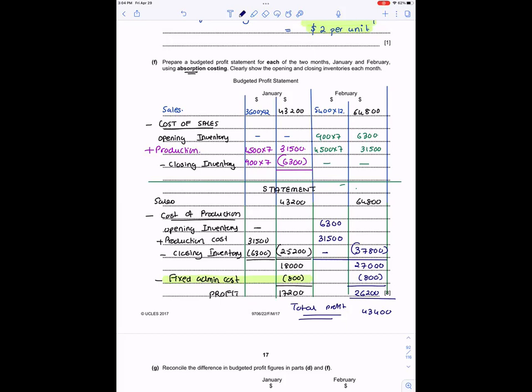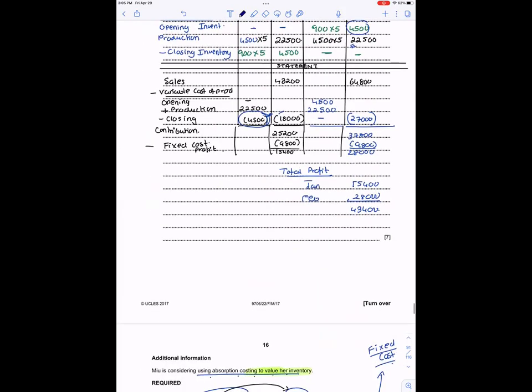Is the profit same? The profit is the same. The total profit will be the same. But the monthly profits will have variation. Are you all with me? Yes, ma'am.